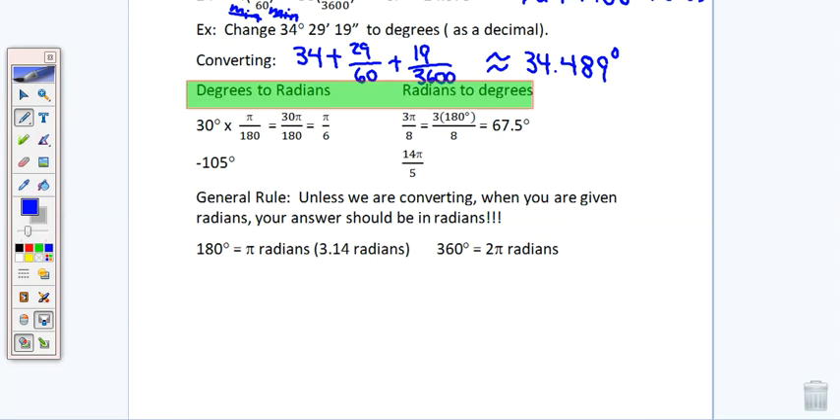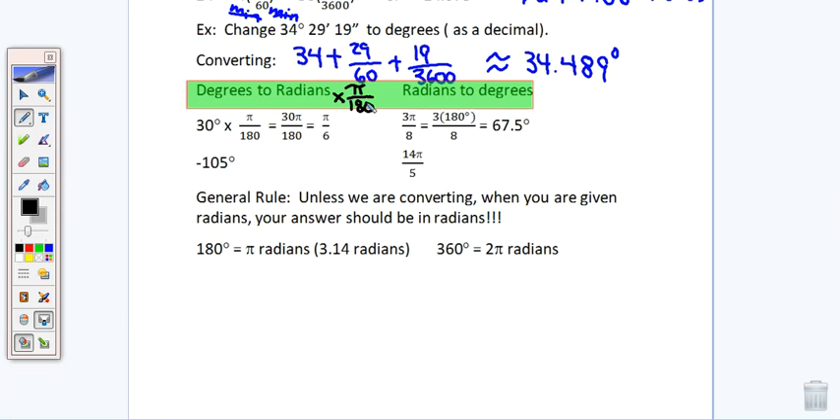Anytime you turn degrees to radians, I'm going to write this right up here. You always multiply by pi over 180. Because there are how many radians? What am I pointing at up here? Pi radians in 180 degrees. Now let me show you this right here.